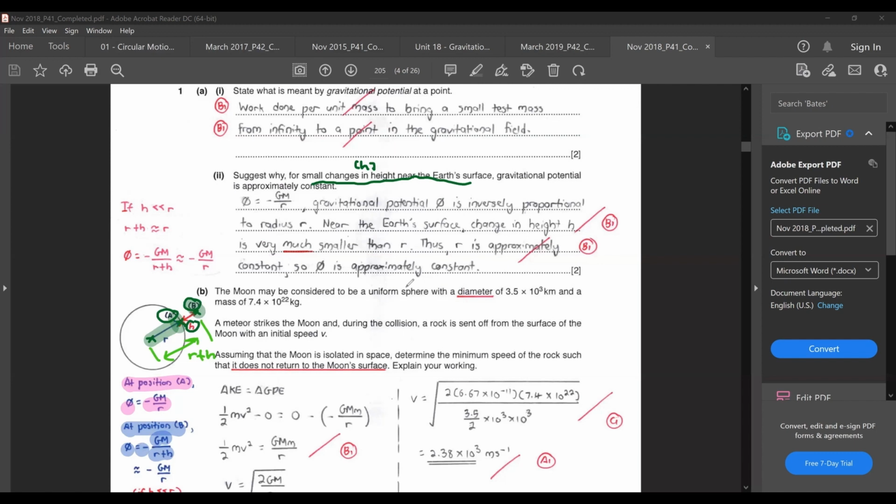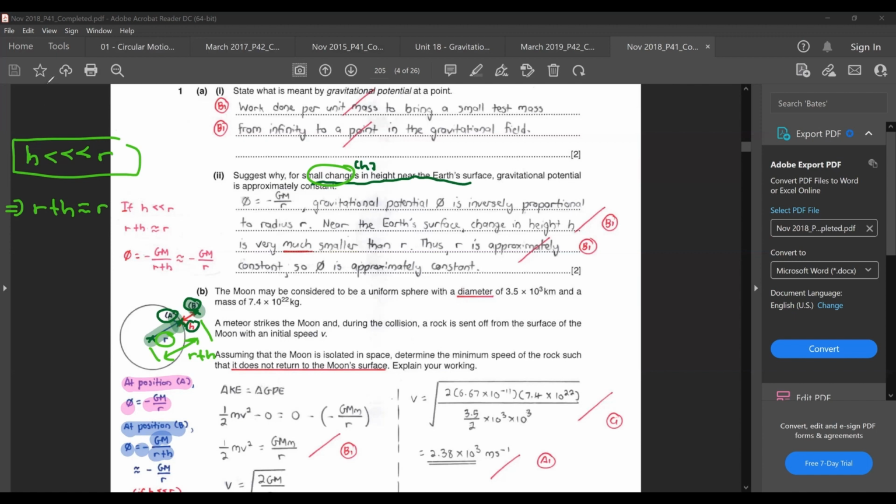Okay. Now, because in the first place, we're talking about small changes in height, because H is so much smaller compared to the radius of your planet, compared to R, this one is your radius of your planet. Because your height that you consider is so much smaller than the radius of your planet itself, we will actually be able to say that R plus H is actually the same as R itself.